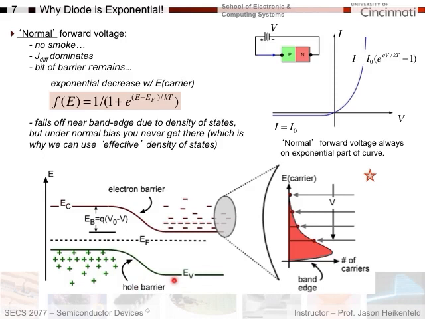The reason why I said, by the way, normal forward voltage, meaning no smoke and I'm not blowing this device up, is some of you will notice and say, well, it looks like my current should increase exponentially, but then all of a sudden it should decrease because I have my density of states function coming in here. The point of saying no smoke and normal forward voltage means that when you forward bias a diode, you actually never get anywhere near here. By the time typically you get to here, you have so many electrons going across this that the diode will start to heat up to the point where it can blow up.